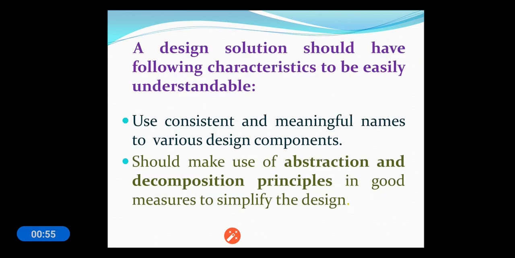Now let us see what characteristics of a design solution will make it easily understandable. The first one is to use consistent and meaningful names for various design components. In the design phase, the various components are the modules, and within the modules we have functions and various data items. For all these modules, functions, and data items, we should give relevant meaningful names. Just by seeing the name of a function, we should be able to identify what kind of functionality that function performs.